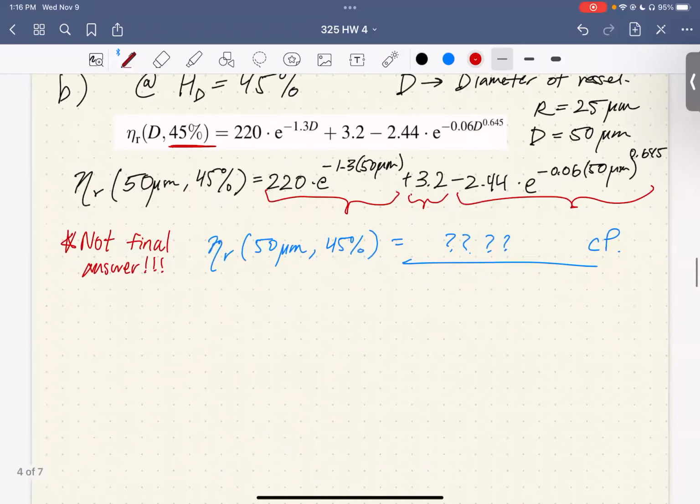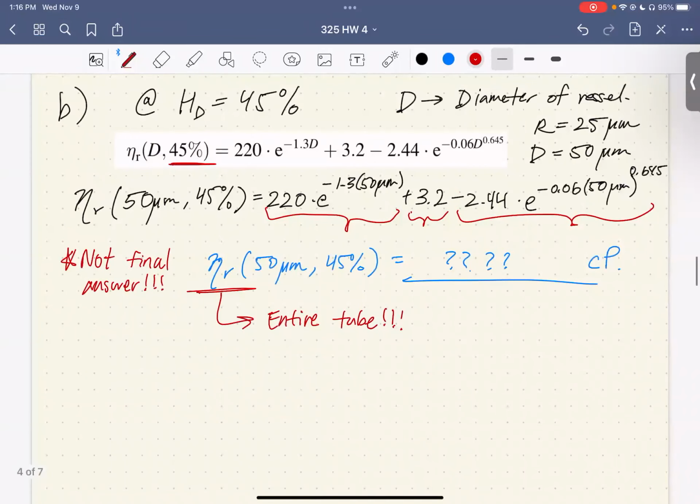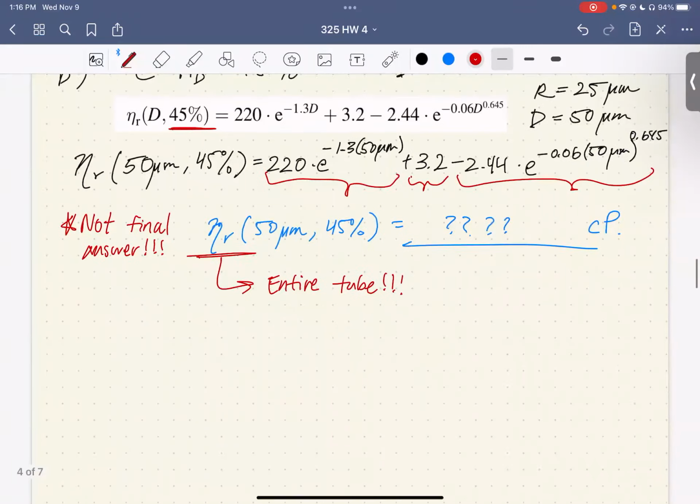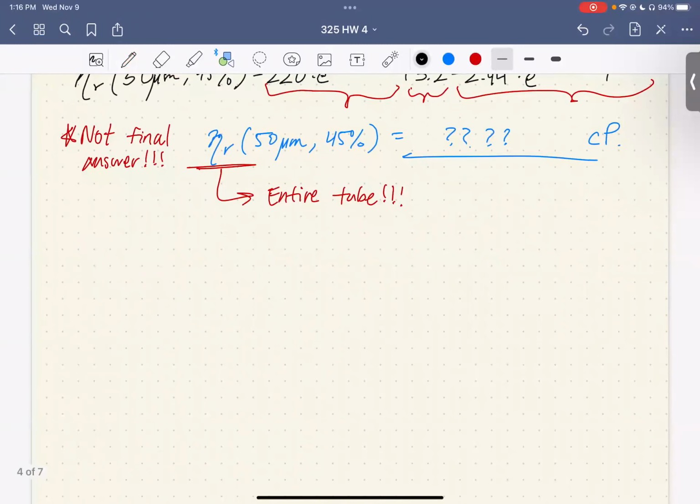So remember, we just calculated the average viscosity of the entire tube, right? The entire tube, rather than just the blood core region, which is what the question is asking for. So the question is, how do we actually find the specific core blood region viscosity? Well, we're just going to use some simple geometry.